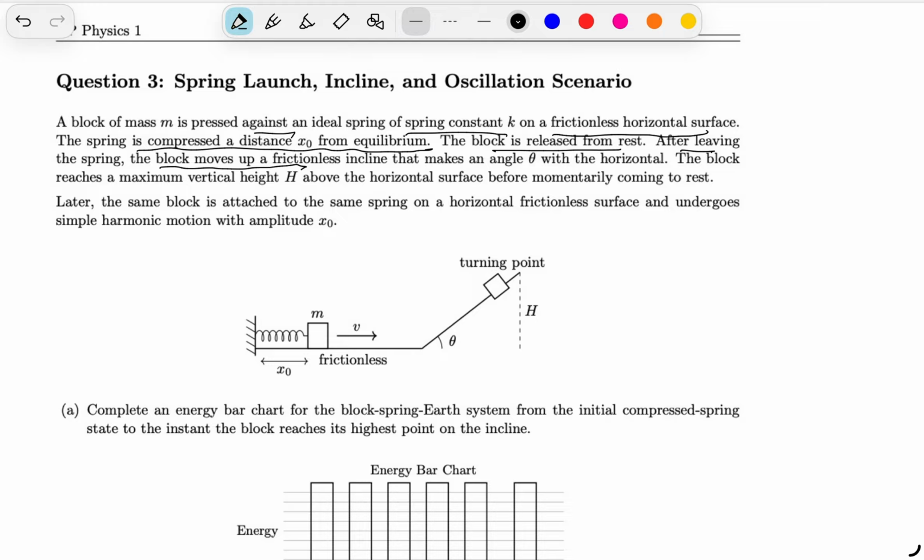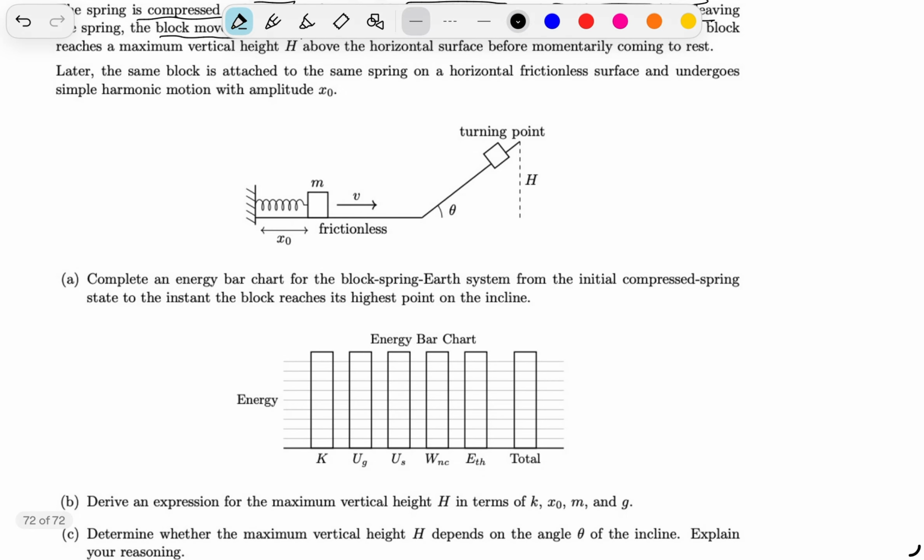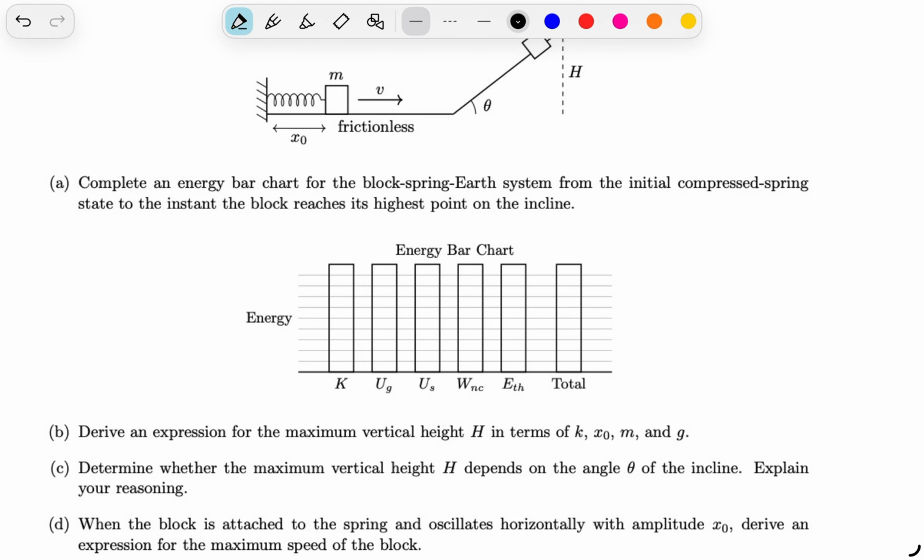Later, that same block is attached to the same spring on a horizontal frictionless surface and undergoes simple harmonic motion with an amplitude of x initial, x naught. So we're asked to complete an energy bar chart for the block-spring-Earth system from the initial compressed spring to the instant the block reaches its highest point on the incline.